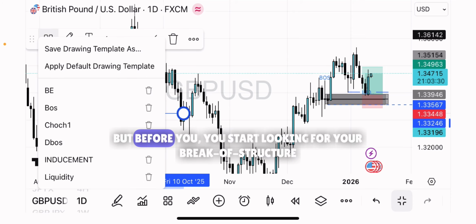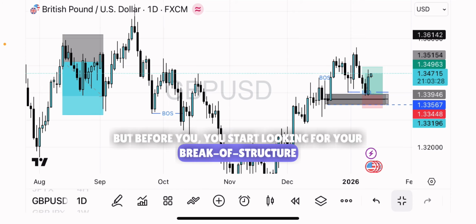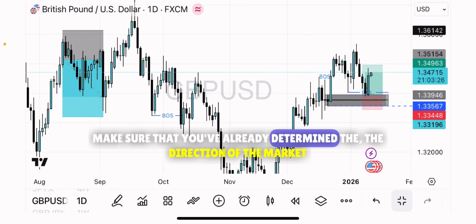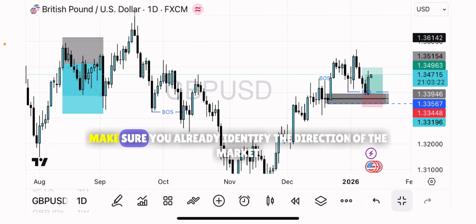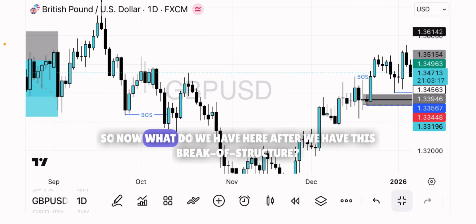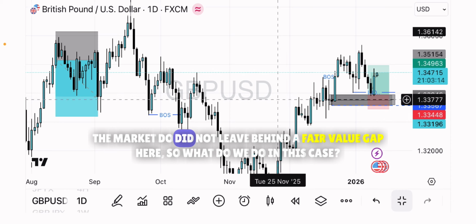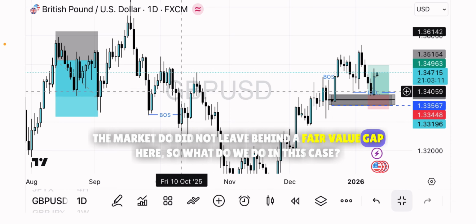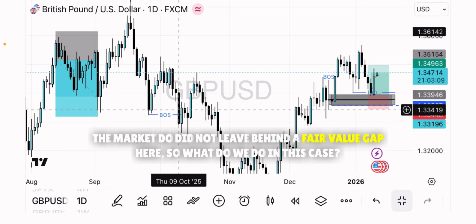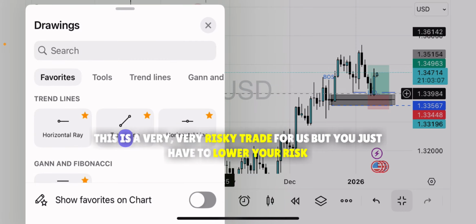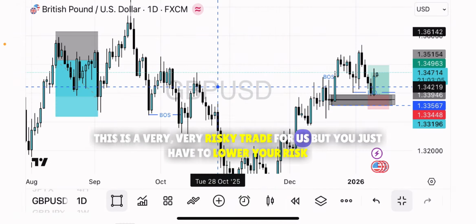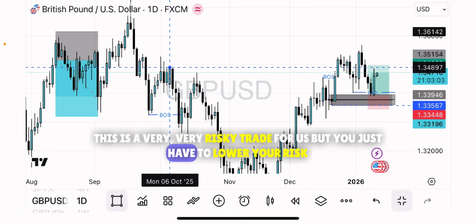But before you start looking for your breakup structure, make sure that you've already determined the direction of the market. Make sure you already identify the direction of the market. So now what do we have here? After we have this breakup structure, the market did not leave behind a fair value gap here. So what do we do in this case? This is a very risky trade for us, but you just have to lower your risk.